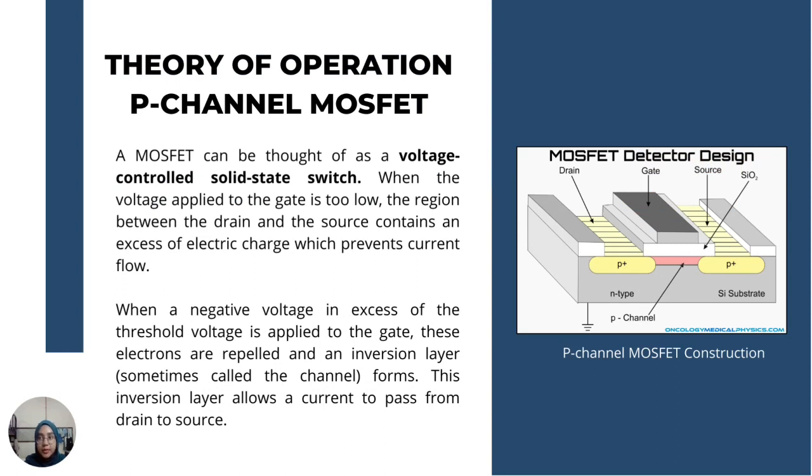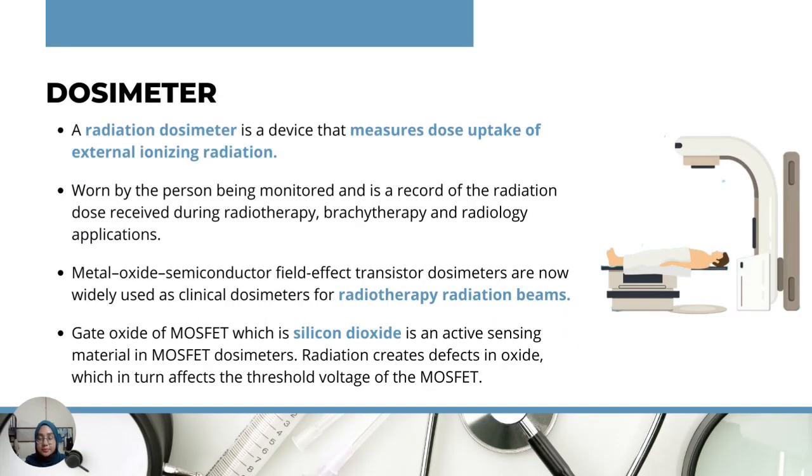Now, I will talk about how a P-channel MOSFET operates. A MOSFET can be thought of as a voltage-controlled solid-state switch. When the voltage applied to the gate is too low, the region between the drain and the source contains an excess of electric charge which prevents current flow. When a negative voltage in excess of the threshold voltage is applied to the gate, these electrons are repelled and an inversion layer, sometimes called the channel, forms. This inversion layer allows the current to pass from drain to source.